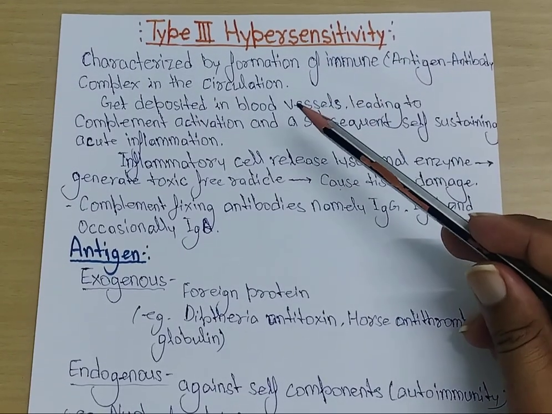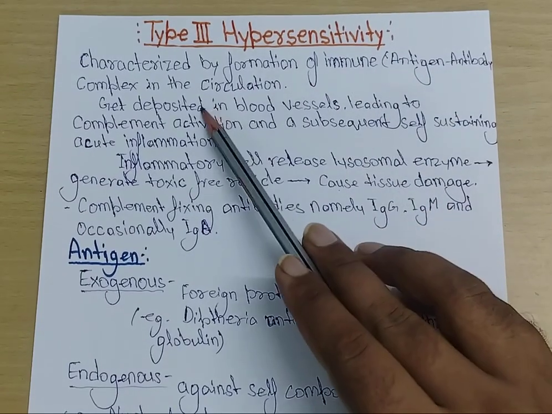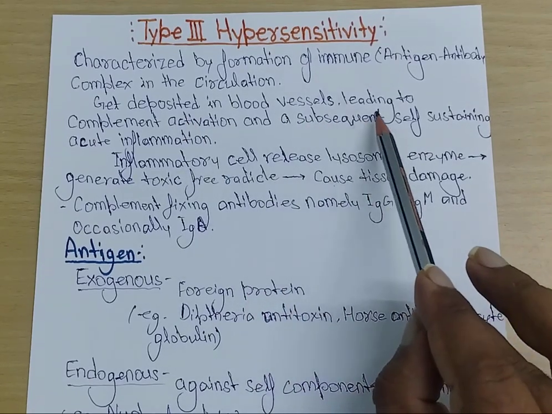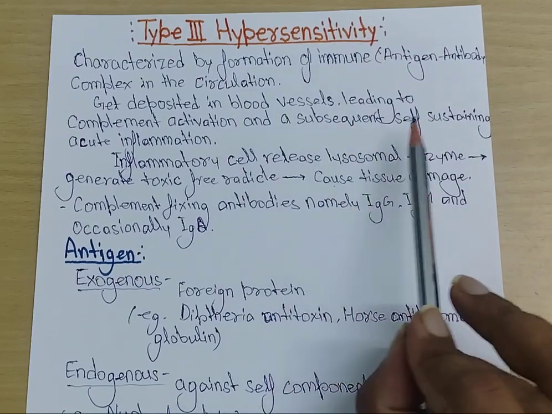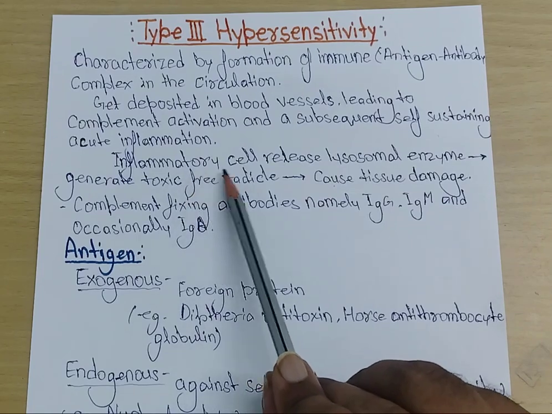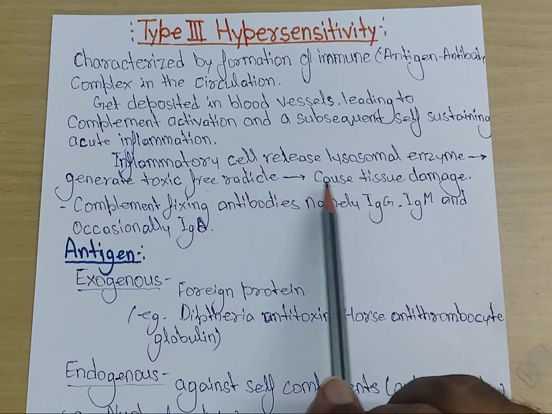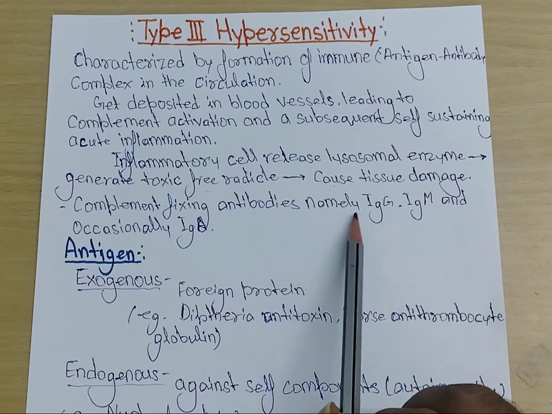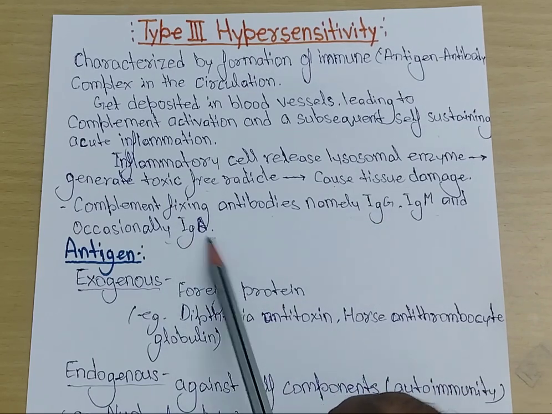Type 3 hypersensitivity reaction is characterized by formation of immune complexes in the circulation. Immune complexes get deposited in blood vessels, leading to complement activation and subsequent cell-sustaining acute inflammation. Inflammatory cells release lysosomal enzymes and generate toxic free radicals, causing tissue damage. The antibodies involved are complement-fixing antibodies, namely IgG, IgM, and occasionally IgE.